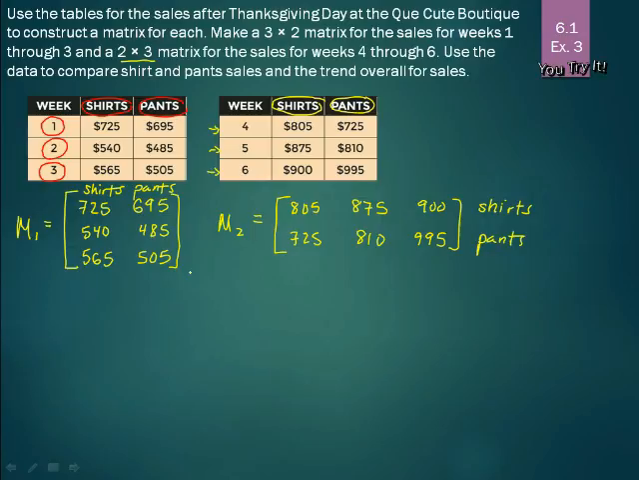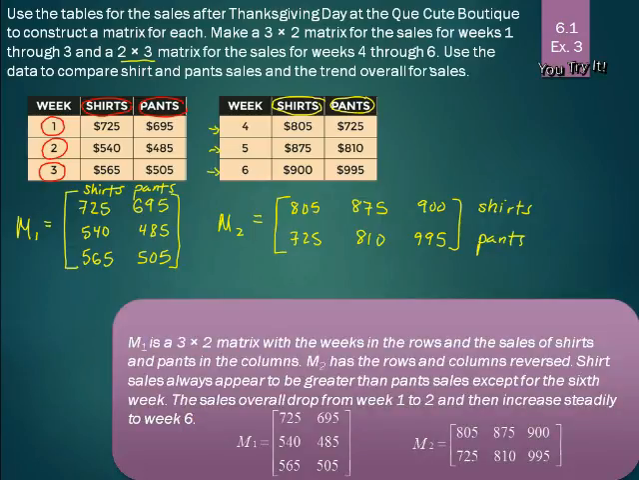And so looks like we have covered everything in this problem, so let's go ahead and summarize our answer. M1 is a 3 by 2 matrix with the weeks in the rows and the sales of shirts and pants in the columns. M2 has the rows and columns reversed. Shirt sales always appear to be greater than pant sales, except for the 6th week. The sales overall dropped from week 1 to 2 and then increased steadily to week 6.